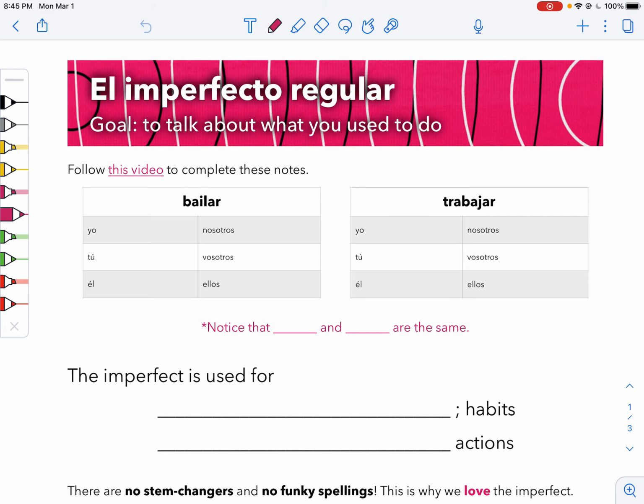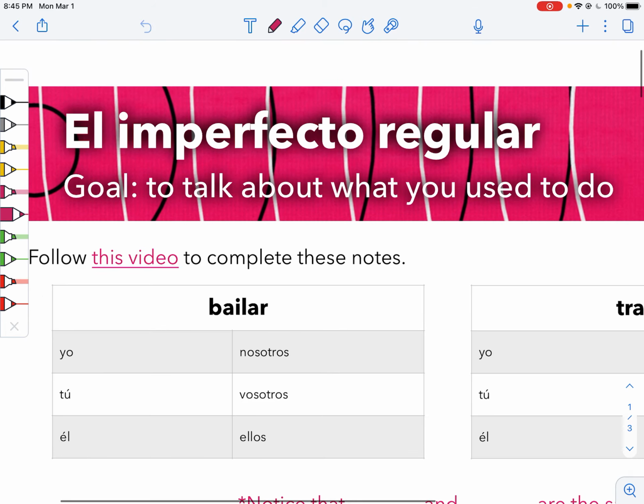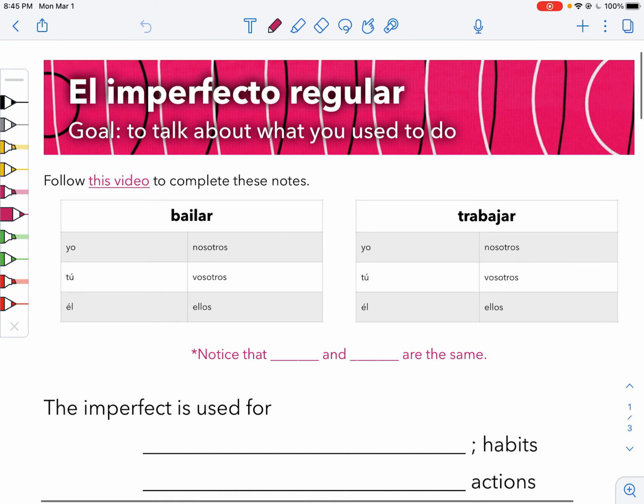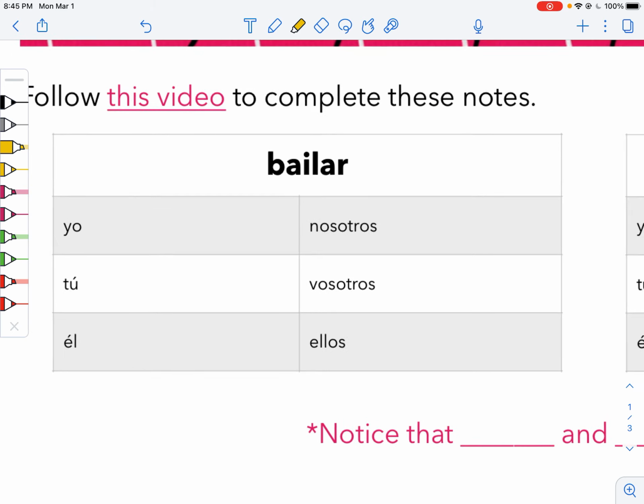Hola, welcome to your El Imperfecto Regular notes. By the end of the day, you'll be able to talk about what you used to do in the past tense. So let's just jump right in.